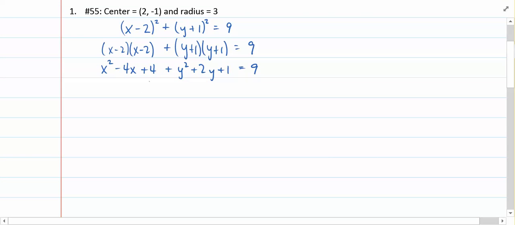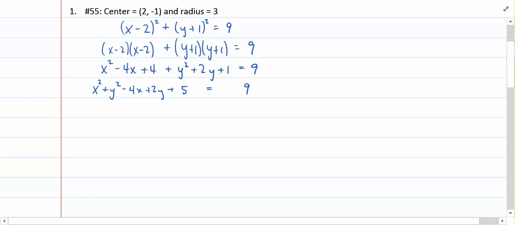And lastly, we'll reorganize this in standard form. That's where our largest exponents are listed first. And we do go in alphabetical order there. So x² + y², then -4x + 2y, plus 4 and plus 1 can combine, since they're like terms, to make plus 5. And all of that is equal to 9.